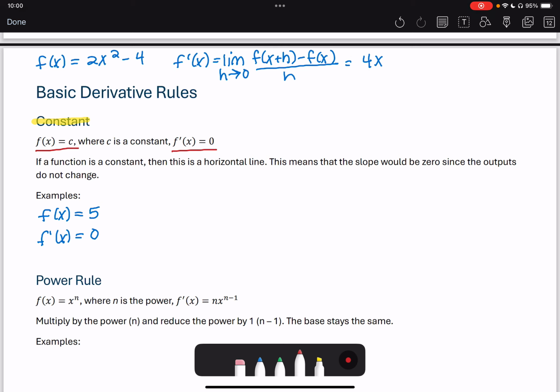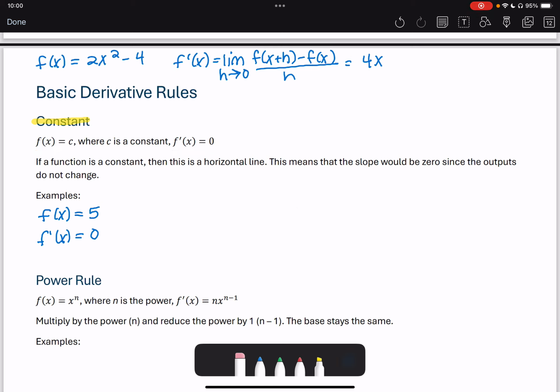Once we recognize that we have a constant function, the derivative of that constant function is always 0. When you think about y equals 5, this one is f of x equals 5, that's the same as y equals 5. That's just a horizontal line going across at 5, right? So there's no rise to that. The top part of the slope is 0, and then you do have some number on the bottom, but that would just simplify to 0.